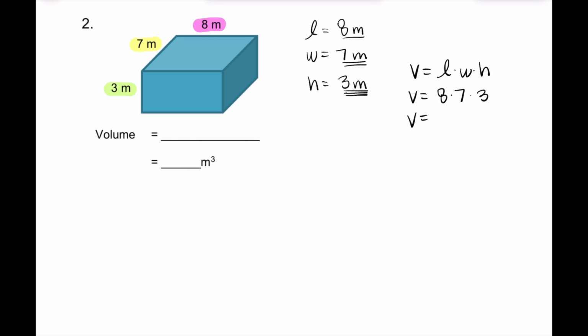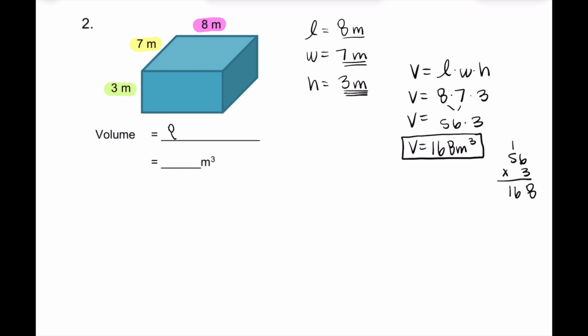And again, since we're just multiplying, we'll multiply from left to right. We know 8 times 7 gives us 56, and 56 by 3. We will multiply that on the side here. We know 6 times 3 is 18, 5 times 3 is 15, add the 1. That gives us 168 meters cubed. Again, don't forget the units cubed. But that would be it for number 2. Our answer for the volume of this rectangular prism would be 168 meters cubed.